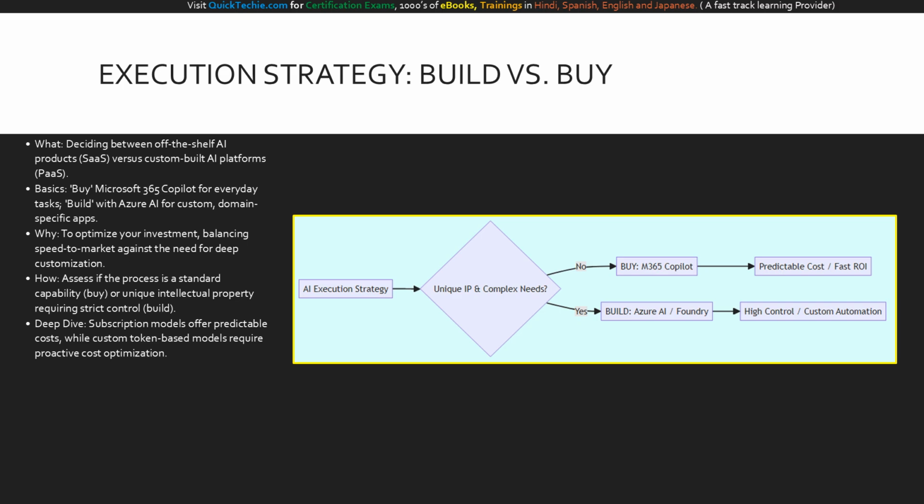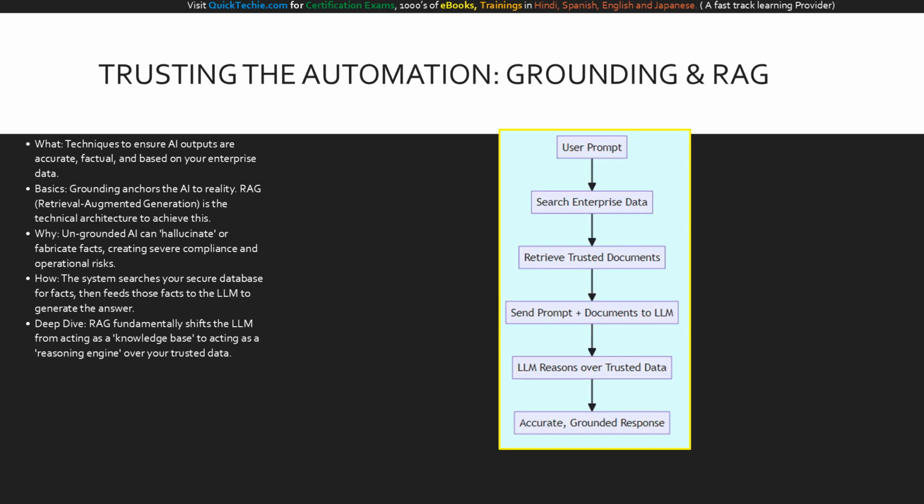If the answer is yes, say, building a specialized legal contract analyzer, you take the bottom path, build. You leverage Azure AI and Foundry tools. This path gives you the high control and custom automation required for specialized scalability. Choosing the wrong path here is the #1 reason organizations either overspend on custom development or get frustrated by the limitations of out-of-the-box tools. You cannot automate and scale your business if you cannot trust the outputs.